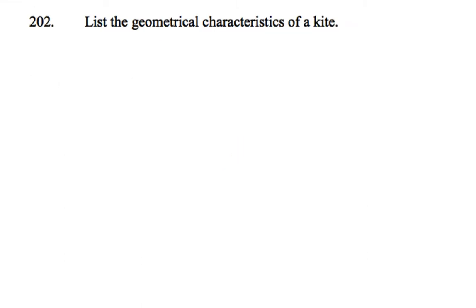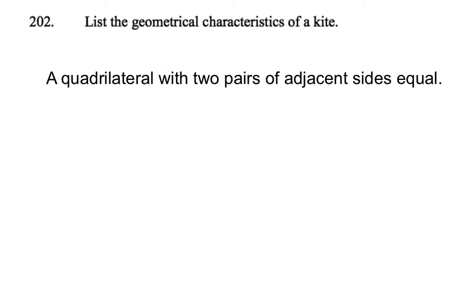Geometrical characteristics of a kite. Well, it's a quadrilateral with two pairs of adjacent sides equal. Now you know what a kite looks like, but perhaps you didn't register that it's got two pairs of adjacent sides being equal. So that and that would be equal, and that would be equal, particularly if I could draw properly. Adjacent means beside each other. So these two sides are beside each other and equal, and these two sides are beside each other and equal.